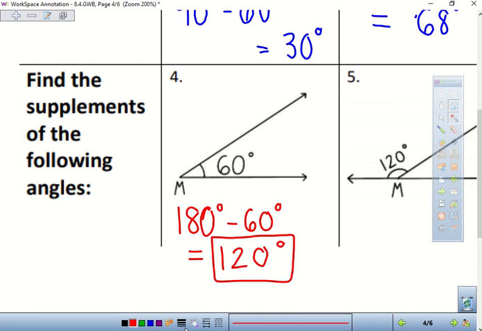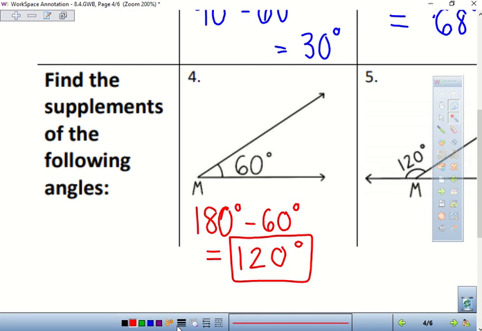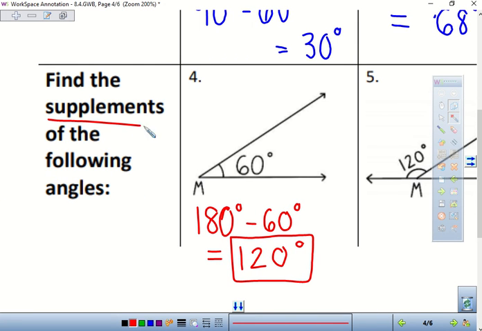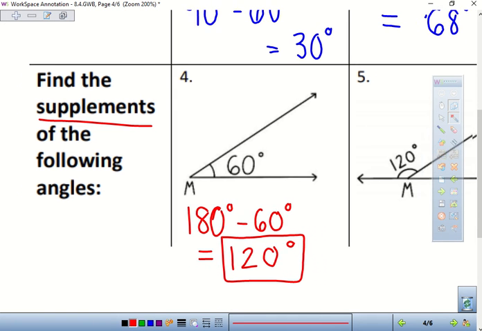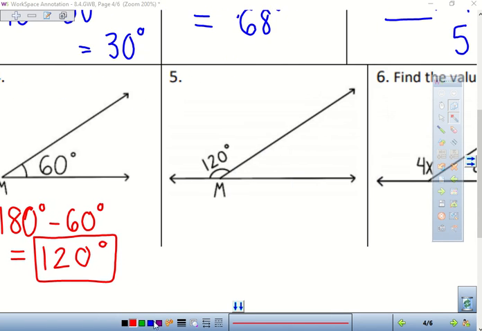When it says supplement, you take 180 minus that angle. If it says find the supplement, 180 minus that angle. Oh yeah, okay, I thought you said you didn't get it. No, I said Jet, move his big head.